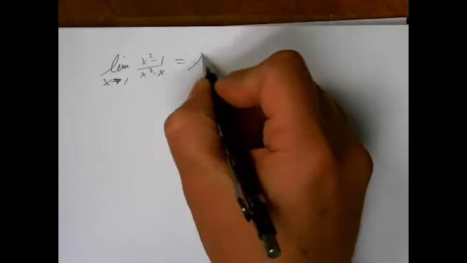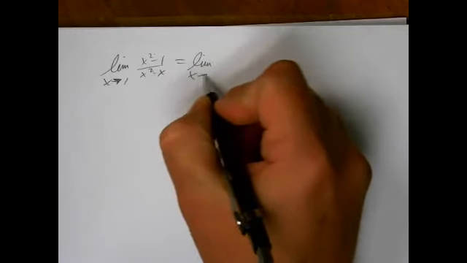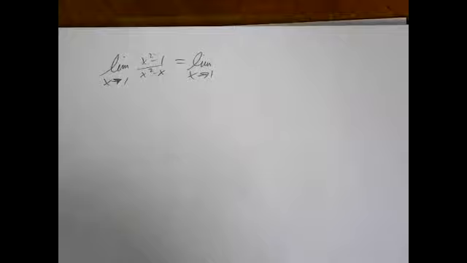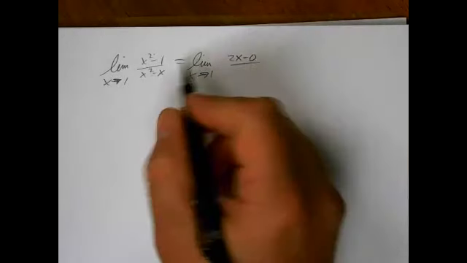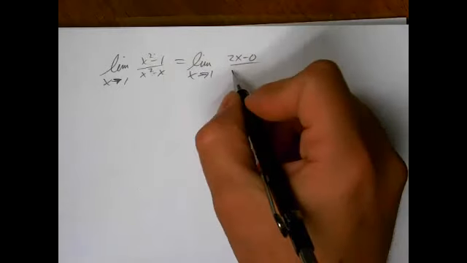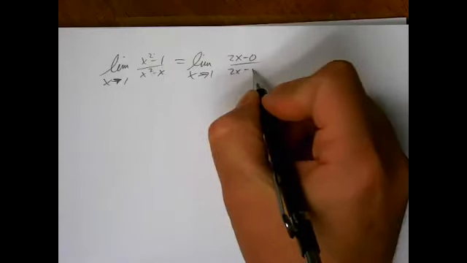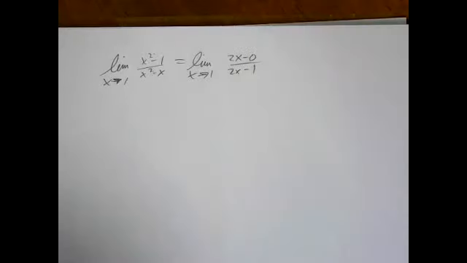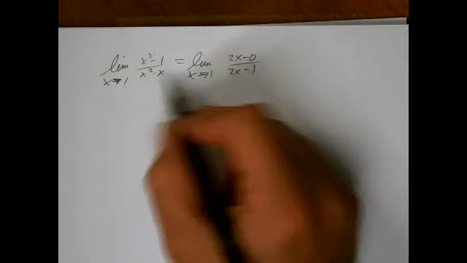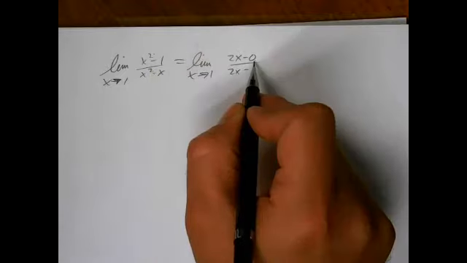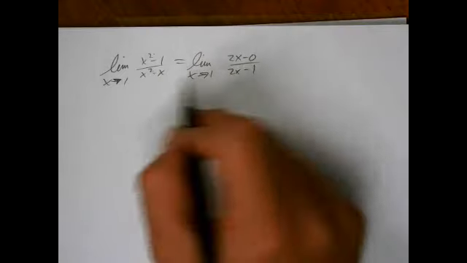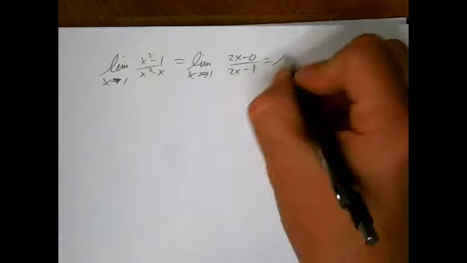L'Hopital's rule says that I can take the limit as x approaches 1 of 2x minus 0, which is the derivative of the top, over 2x minus 1, and it will be the same. All right, again, notice that I did not use a quotient rule. I just took the derivative of the top as it was written, took the derivative of the bottom as written. Let me clean up a little bit.